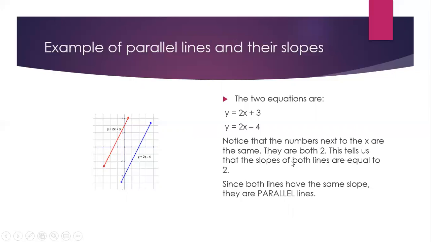This tells us the slope of both lines is equal to 2. I know that because it's the number next to x. Since both lines have the same slope, 2 and 2, they are parallel lines. I can tell that by looking at the slopes using these equations. 2 and 2 are parallel because they have the same slope.